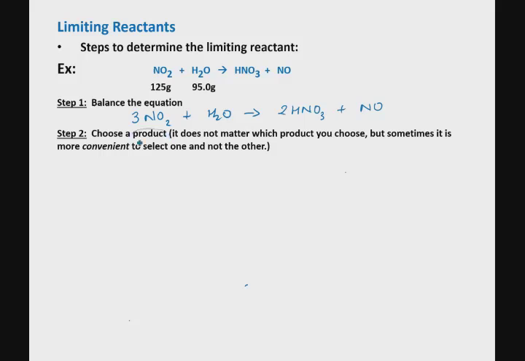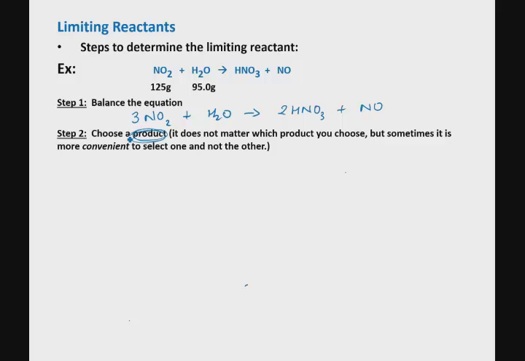Next step after balancing is to select a product that you would like to work with. When we say a product, please be very careful. It is specifically what the product means, which is something that is created as a result of a chemical process. Now, it doesn't matter which product you select. No matter which product you select, you would still get the same reactant being the limiting reactant. However, in future sessions, I might actually suggest that you select a certain product for the next steps because it's more convenient. That's the only reason, because by selecting that product, you might have fewer steps to work through.